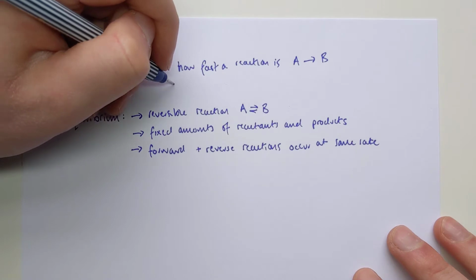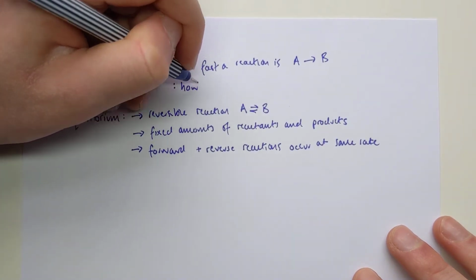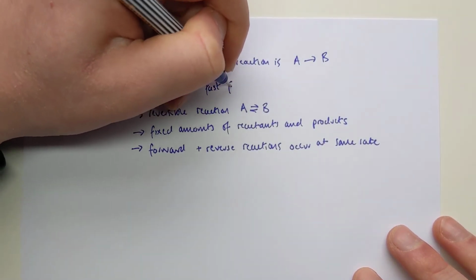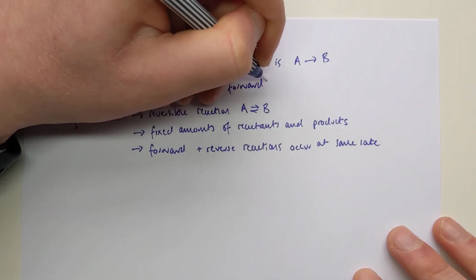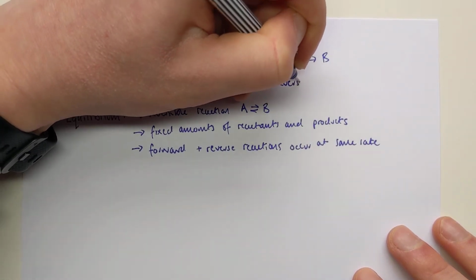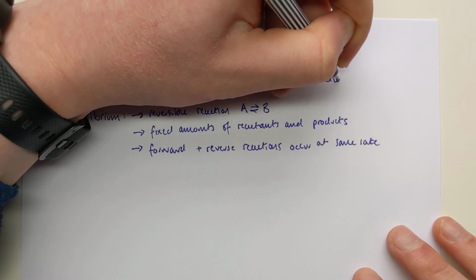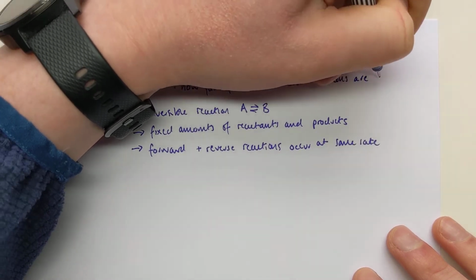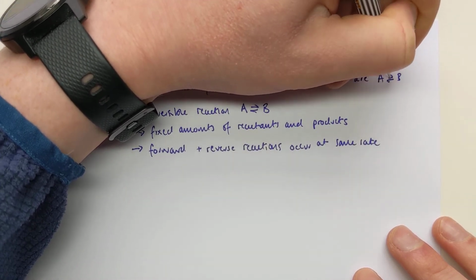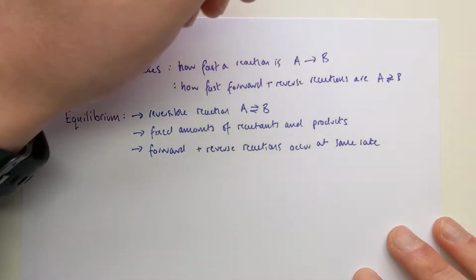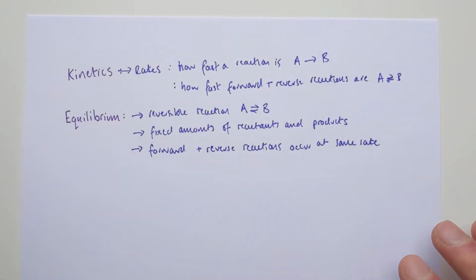So in the case of a reversible reaction, we're talking about how fast the forward and reverse reactions are. So if A is going to B, we're talking about how quick A is going to B and how quick B is going back to A. And if it is in equilibrium, those rates should be the same.